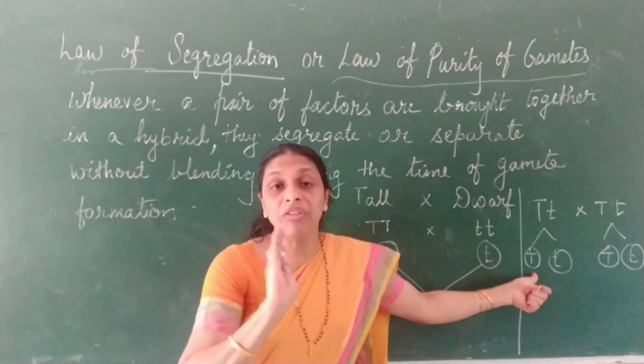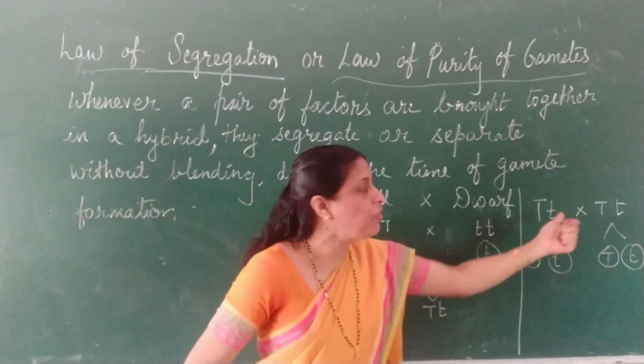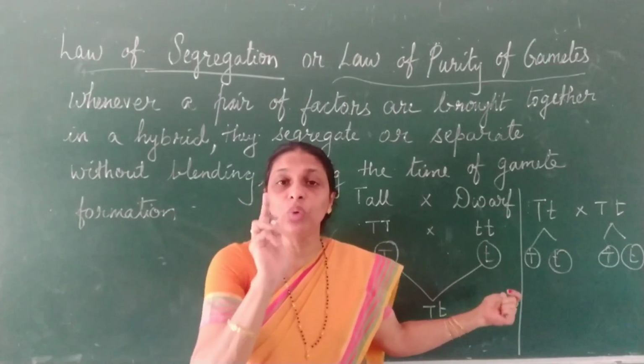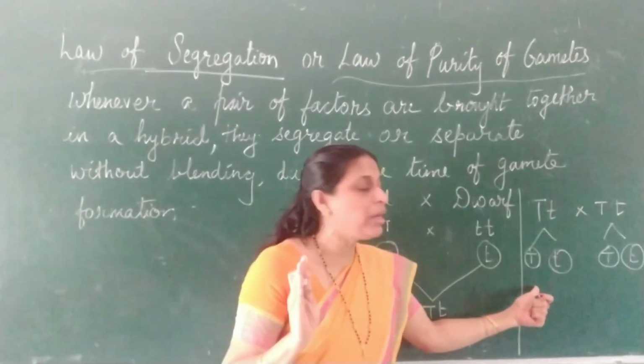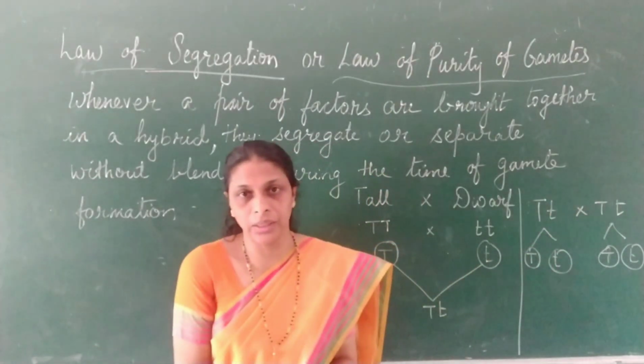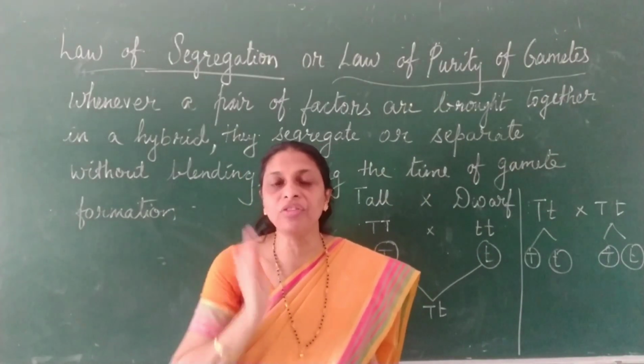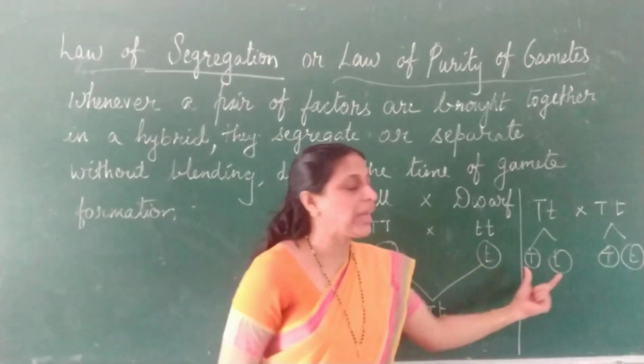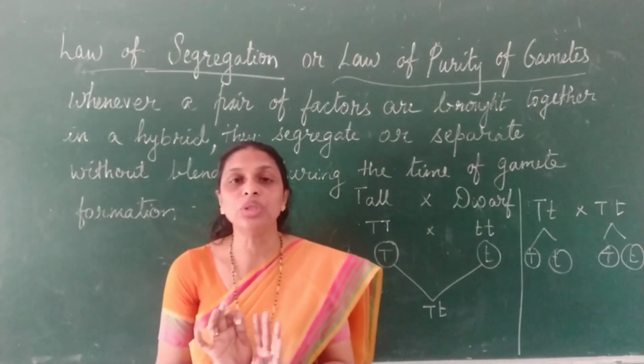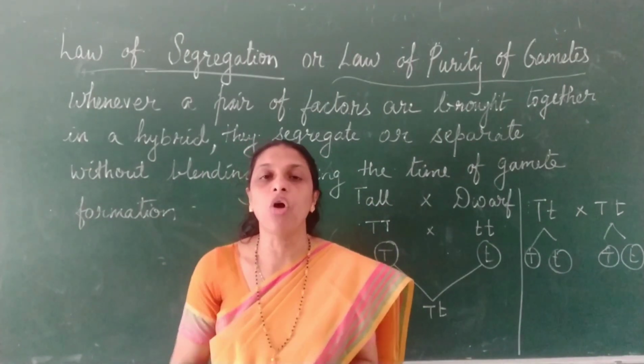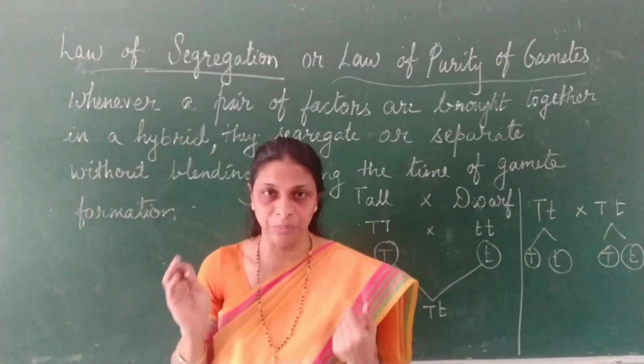Very important. The gametes did not receive both the factors. One gamete received only one factor, either the dominant factor or the recessive factor. During the time of gamete formation, what happened? The factors separated without any blending. This is called the law of segregation.